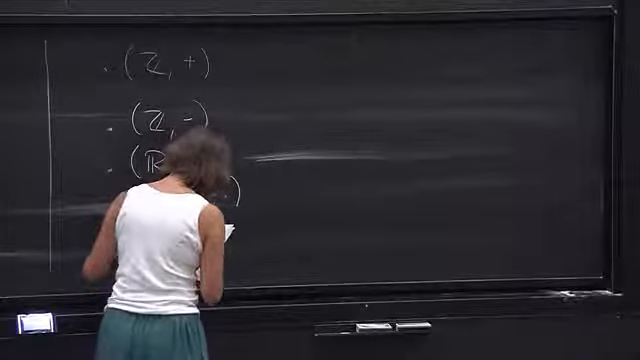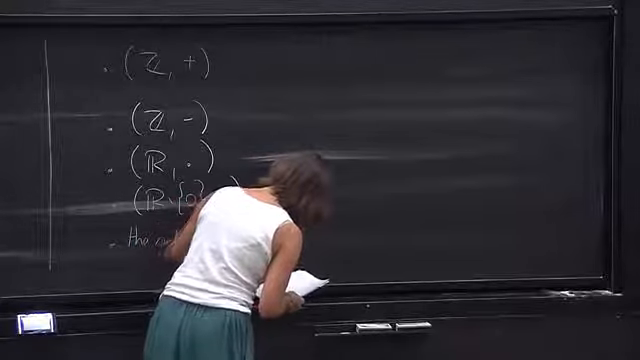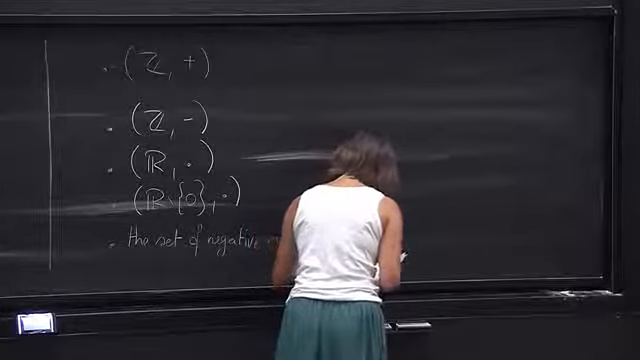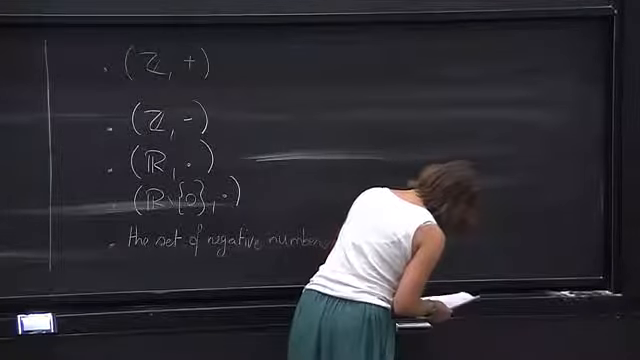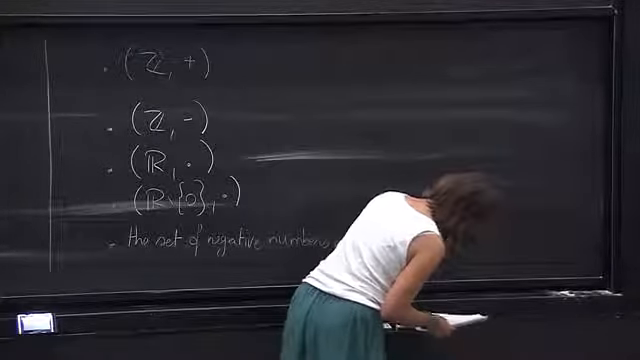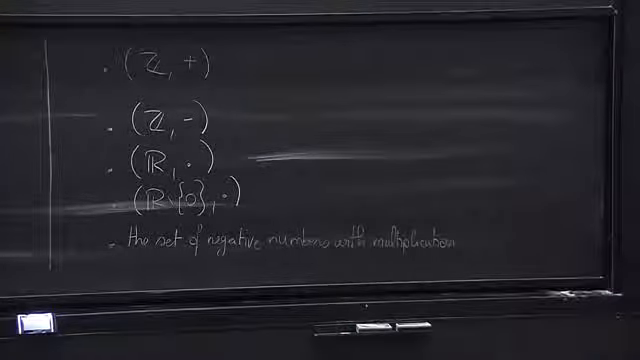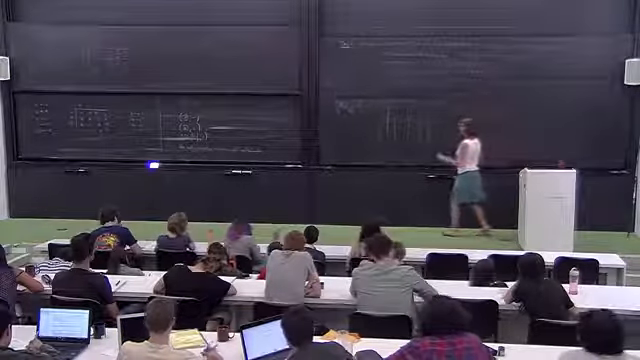And here, the set of negative numbers with multiplication. Okay, so I'll give you 1 minute to let me know which one of these is a group or not, and if not, let me know why.